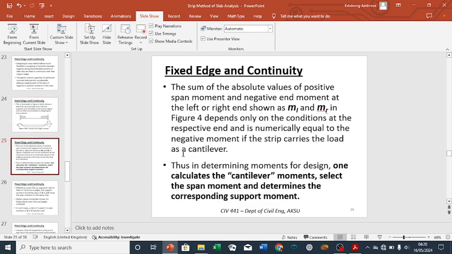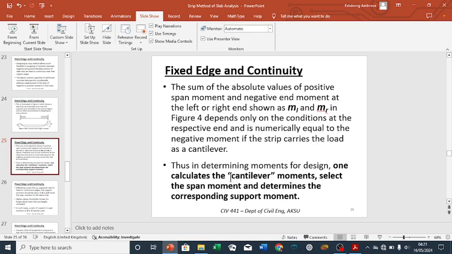So what it therefore means is that in determining moment for design, one calculates the cantilever moment, selects the span moment, and determines the corresponding support moment. Please take note of this.